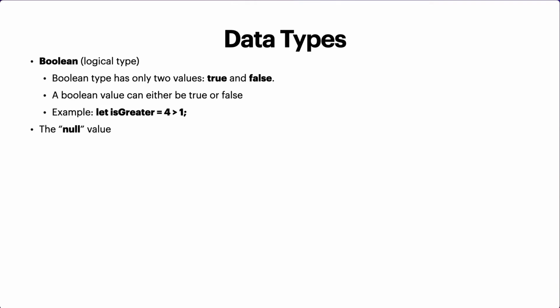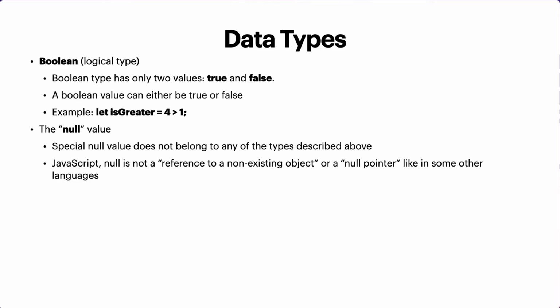Now we have another type that's called the null value. A special null value does not belong to any of the types described above. It's just some kind of special type. JavaScript null is not a reference to a non-existing object or null pointer like in some other languages like C++. It is a special value which represents nothing, empty, or value unknown.